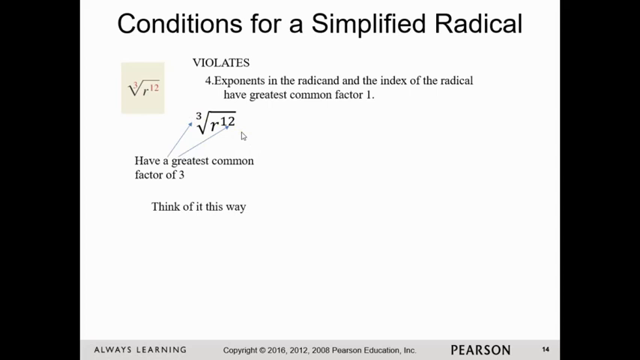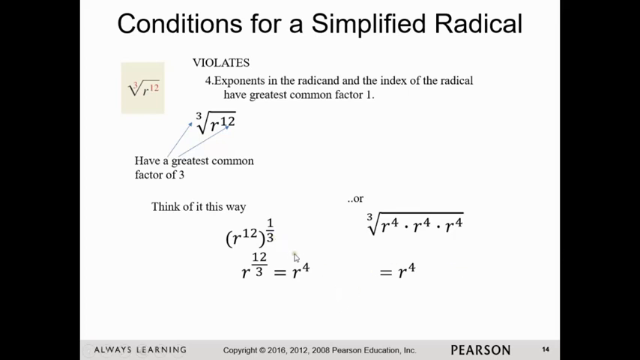So what we can do is, remember when we talked about fractional exponents? Taking the cube root of r to the 12th is the same thing as taking r to the 12th to the one-third. Then we use the power rule here, multiplying 1/3 times the 12. 12 divided by 3 is r to the 4th. Another way to think of this is r to the 4th times r to the 4th times r to the 4th. That's cubing r to the 4th there. So we take the cube root of that, and we get r to the 4th.